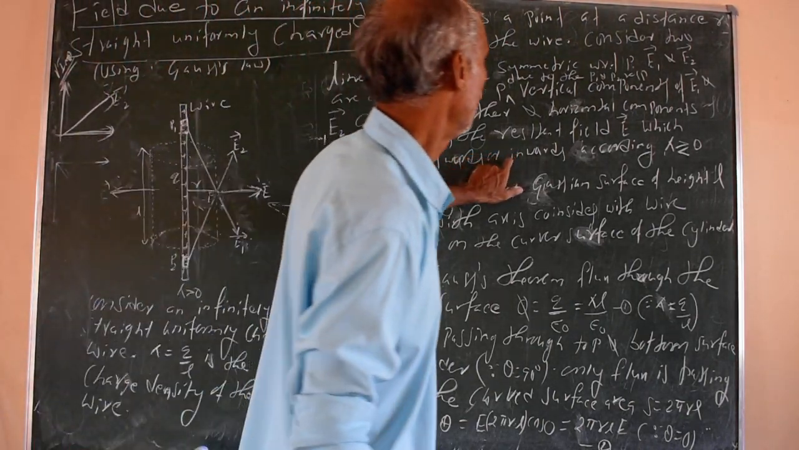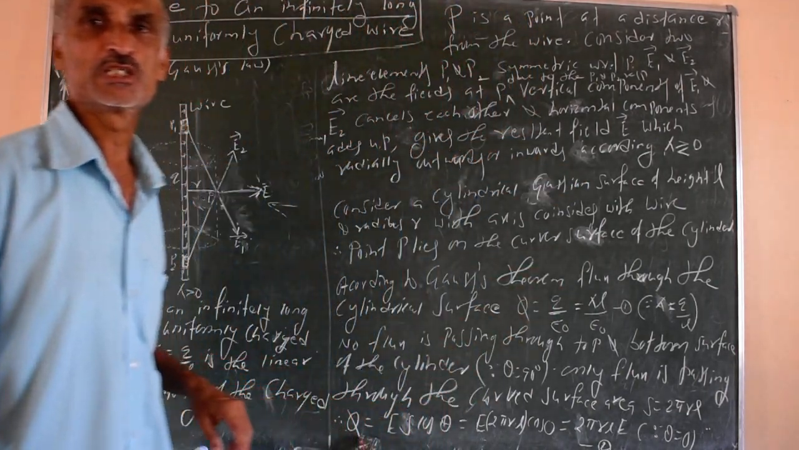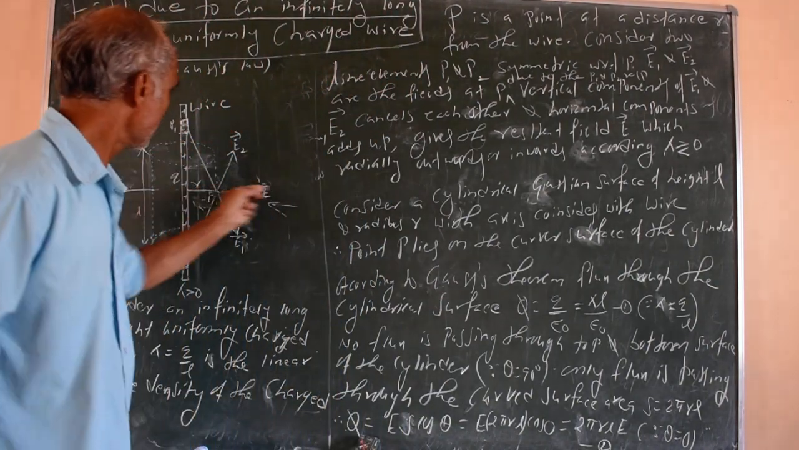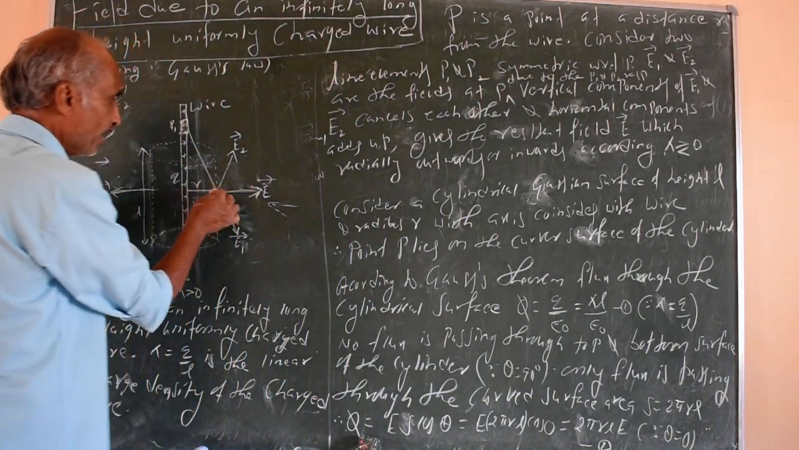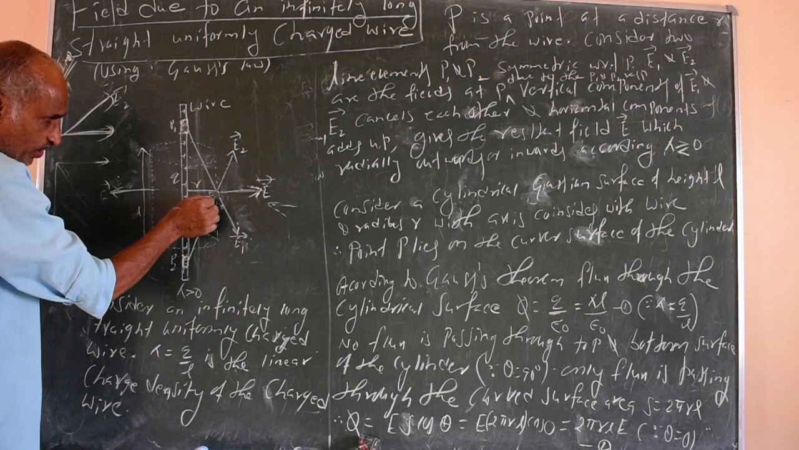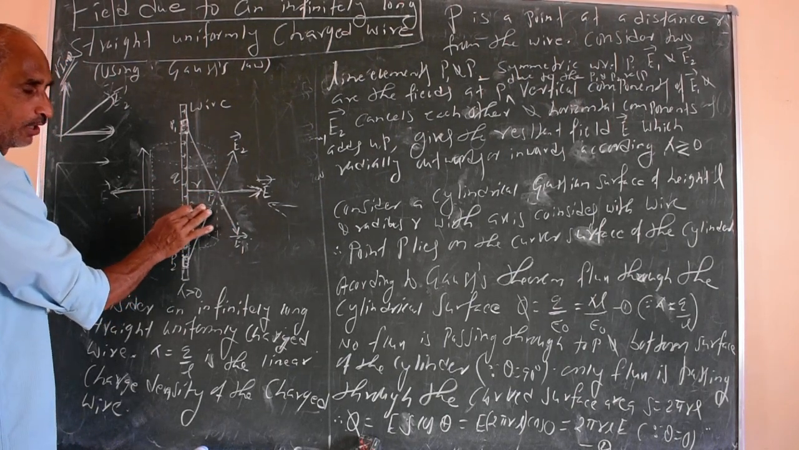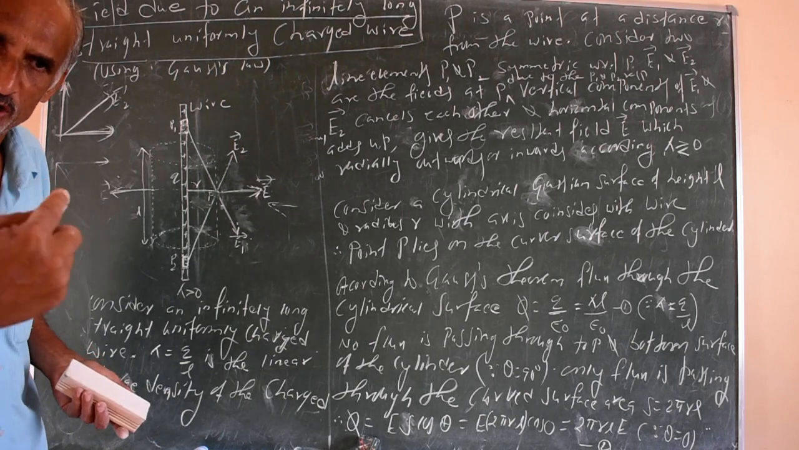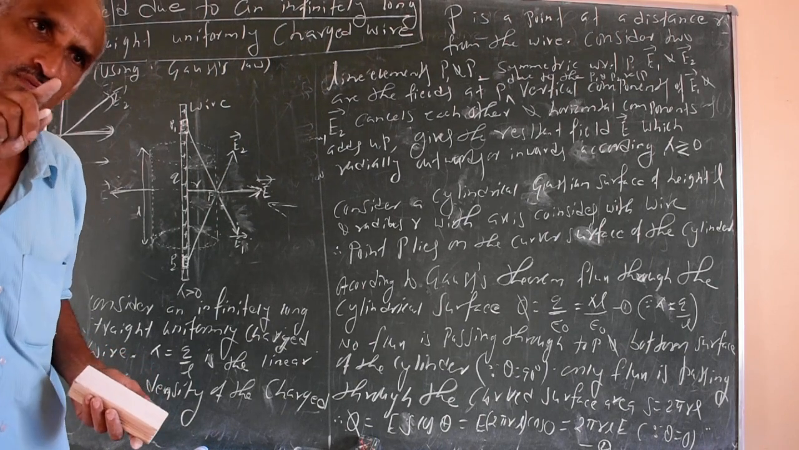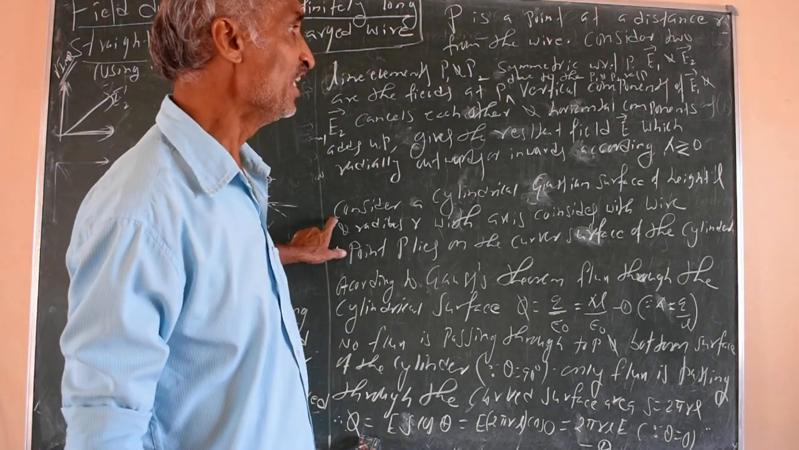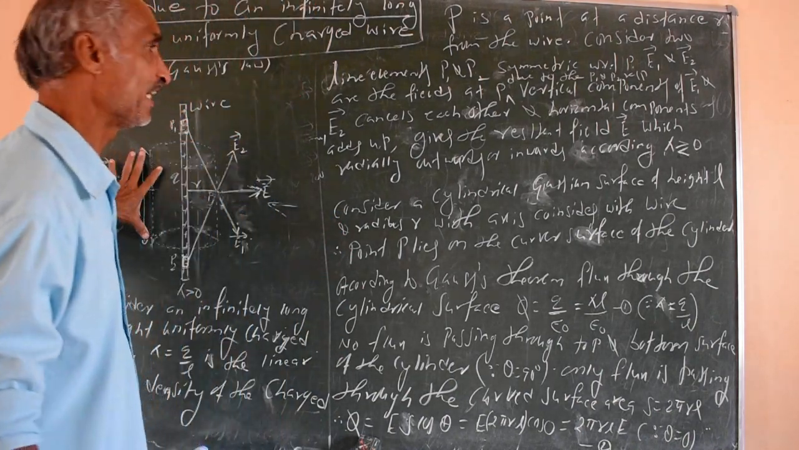Radially outwards or inwards, accordingly lambda is greater than 0 or lambda is less than 0. If lambda is positive, E bar is radially outwards; if lambda is negative, E bar is radially inwards. Because if the charge is negative, the field is towards the charge; if positive, the field is away from the charge radially. Okay. Consider a cylindrical Gaussian surface of height L.